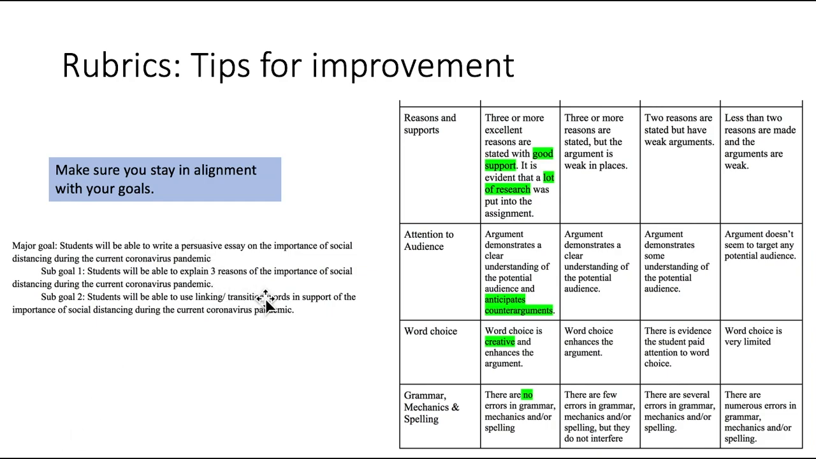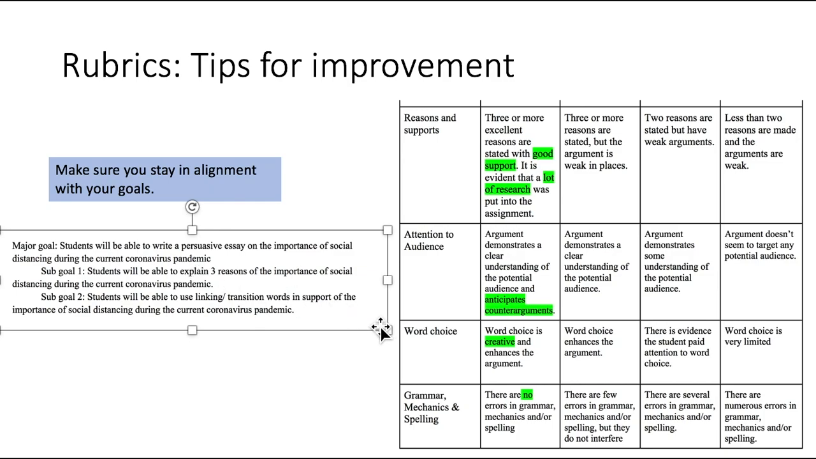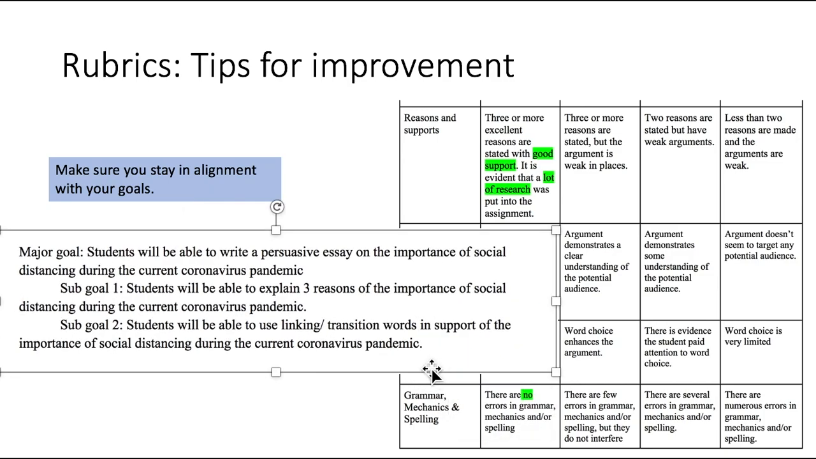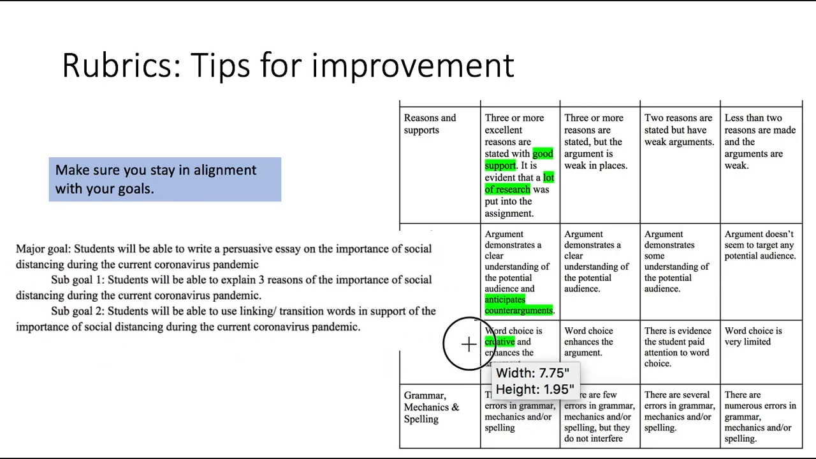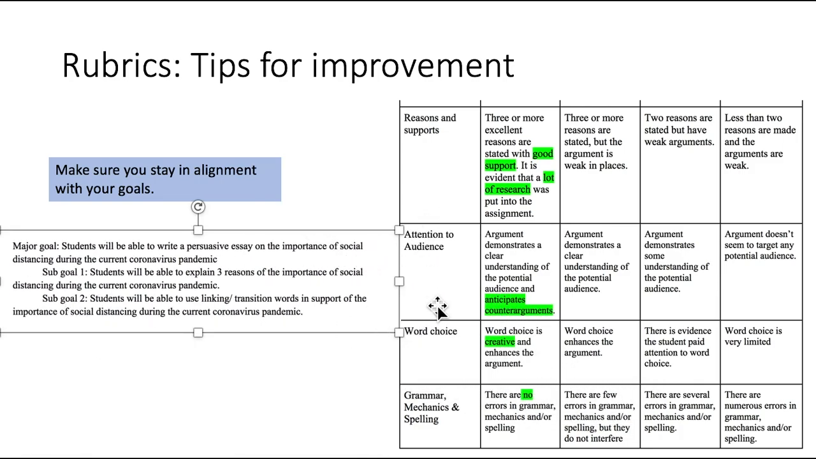Another thing is that sometimes they got out of alignment with the goals. So the sub-goals here explain 3 reasons for the importance of social distancing, using transition words, right? That should be then what these sub-goals are. But there's nothing about attention to audience in here. There's nothing about word choice in here. And there is nothing really about grammar, mechanics, and spelling. So I would need to make sure that these goals are perfectly reflected in my rubric. And that was the most common thing that was made.